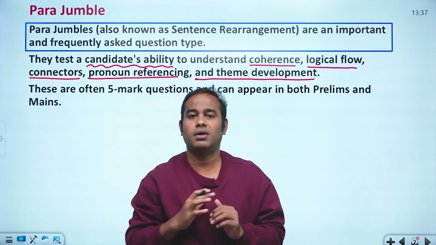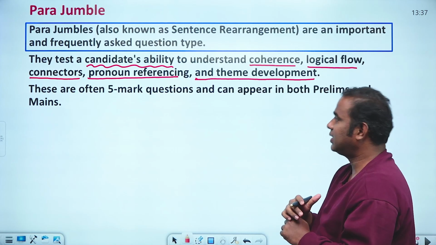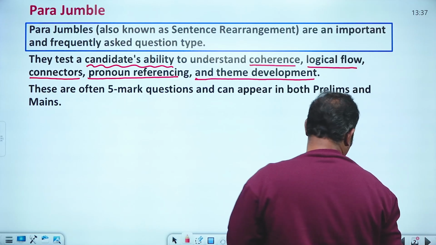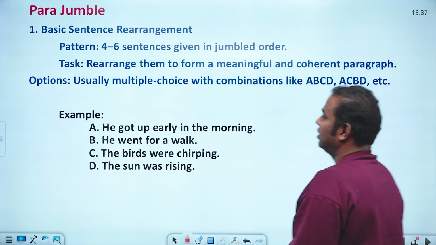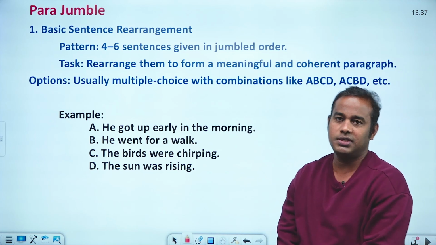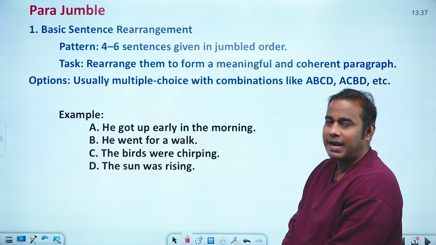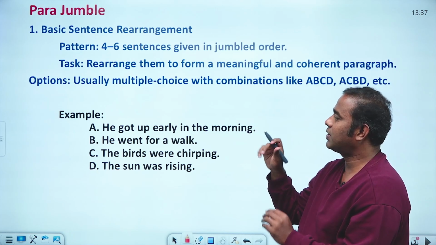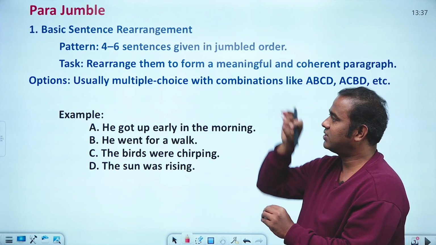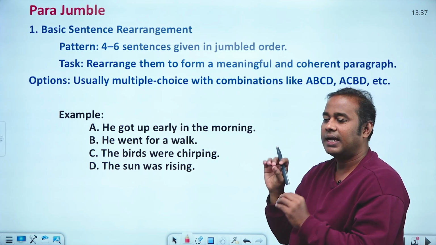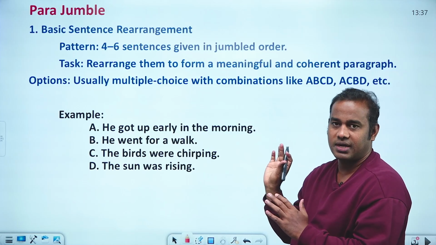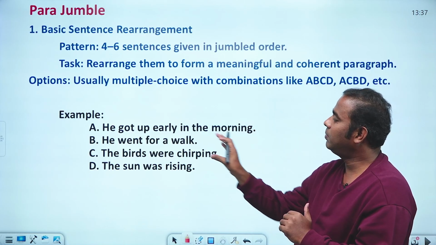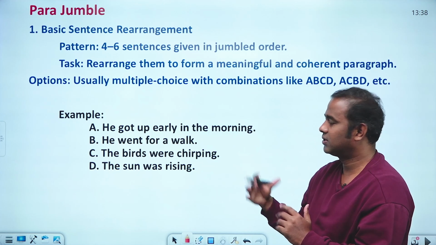If you look at the model question papers, these are generally 5 marks questions, and they appear in mains and prelims exams. Looking at the patterns, the first pattern is like this: you will be given 4 to 5 sentences, and you are supposed to rearrange them. Which one is the first sentence, which is the second, which is the third. You have to rearrange them like that.